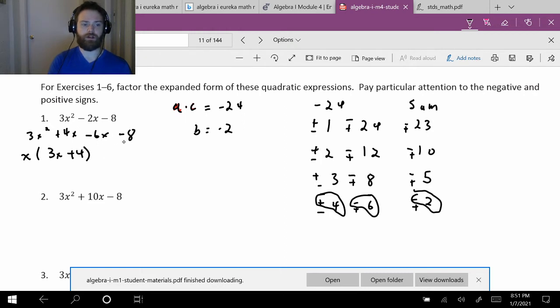And then over here, these two have a GCF in the integers, right? I can factor out a negative 2. And I'm left with the same thing in the parentheses, 3x plus 4. So 3x plus 4 factors out, so I'm left with 3x plus 4 and x minus 2.